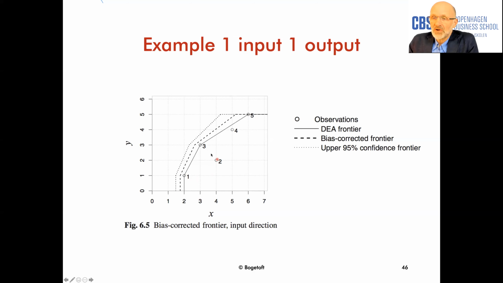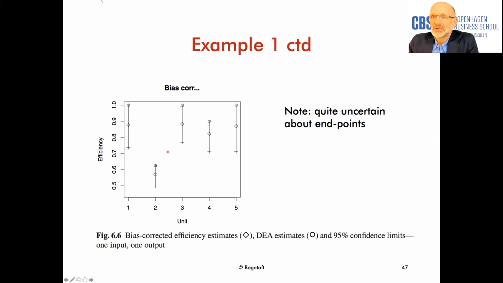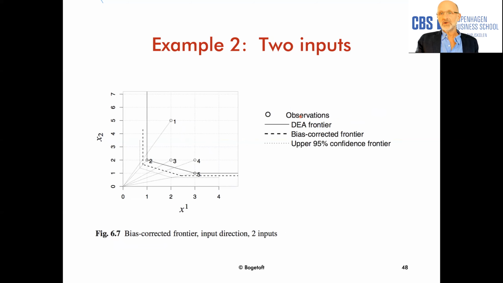But 2 is closer to some other ones. The same goes for number 4. So let's see if that holds. 2 and 4 have a relatively lower uncertainty about the bias. So you have a lower span here. The confidence intervals are more narrow, while 1 and 5 are for sure the ones from the corner points. They're the ones that have the largest uncertainty. So that's also what I note here, quite uncertain about endpoints. Okay. Here's an example with two inputs.